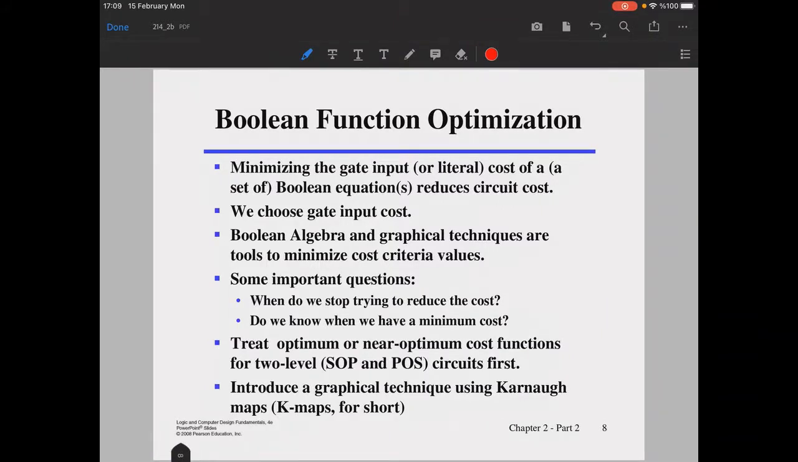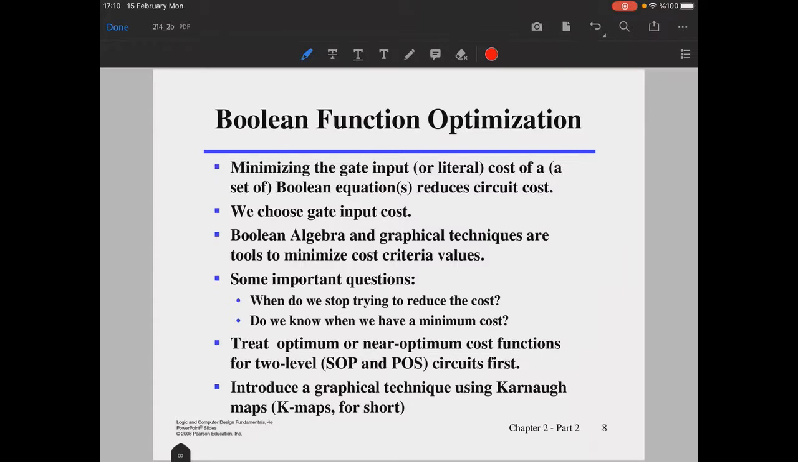So when we're trying to do an optimization on a Boolean function, we choose some measure for this. Suppose that we have chosen gate input cost, but the question is, when do we stop trying to reduce the cost? How can I know that I'm already at the minimum? And do we know when we have a minimum cost? Is it possible?